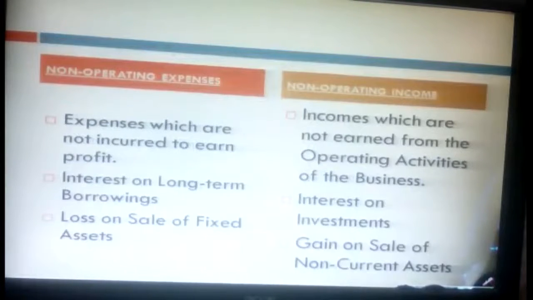Okay. Here, what is the meaning of non-operating expenses? Expenses which are not incurred to earn profit, that is, not related to the business. So then, what is the example here? Interest on long-term borrowings, loss on sale of fixed assets.